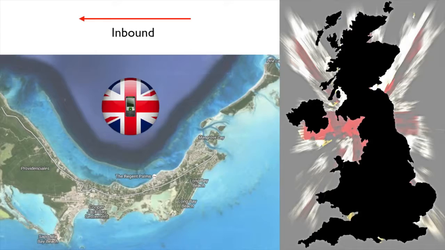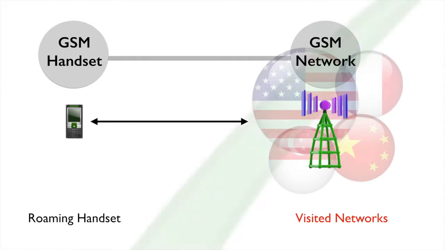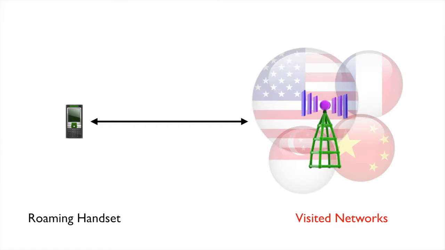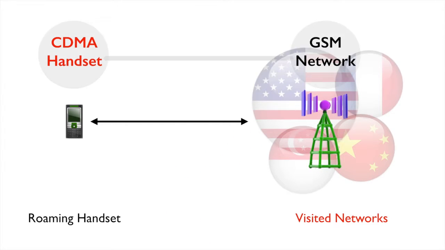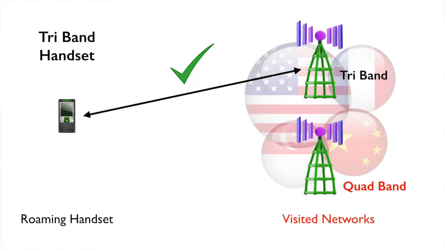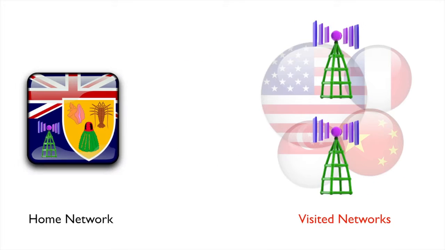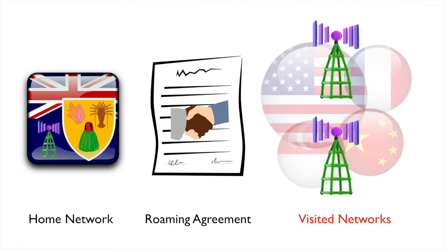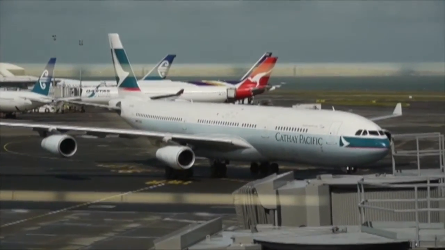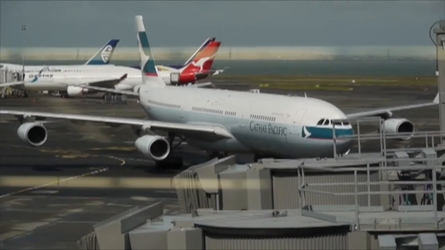For roaming to be able to work, the handset of the roamer must be compatible with a visited network. For example, a CDMA handset will not work in a GSM network. A tri-band handset may not work everywhere in networks where quad-band is deployed. The home network and the visited network must also have a roaming agreement with each other. The roaming process starts when the roamer attaches to the visited network. This is normally at the airport.